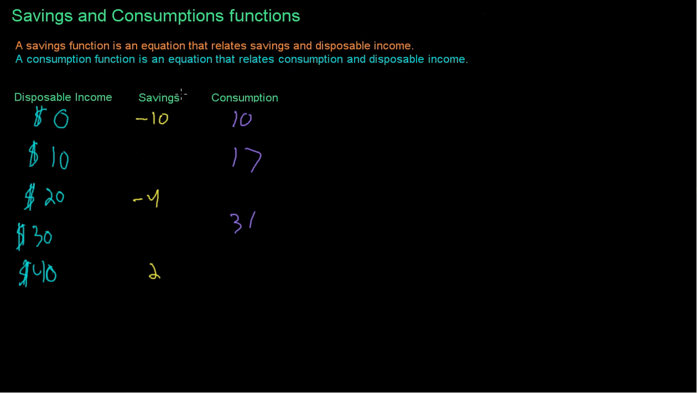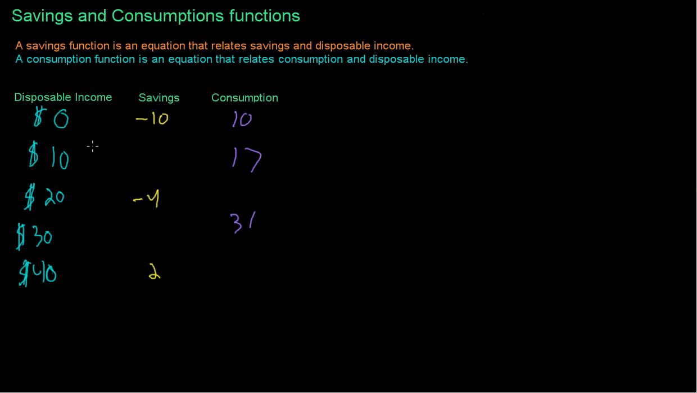It says if I consumed $20 worth of stuff, then my disposable income was, let's say, $30. And if my disposable income was, say, $30, then I consumed $20 worth of stuff. So that's all that they are: equations that relate savings or consumption to disposable income. So I've gone ahead and made a table here, and all that we're going to do to start off is just fill in the table.